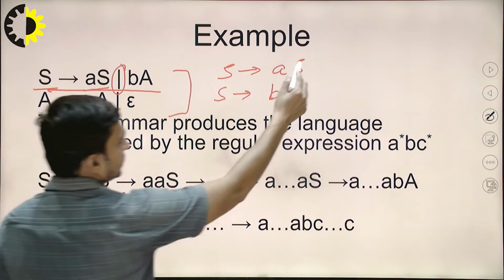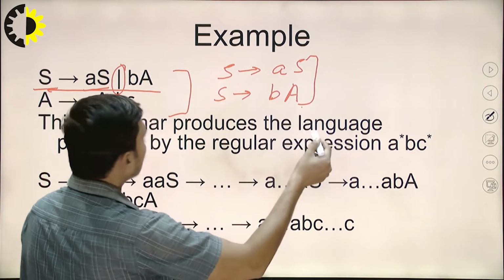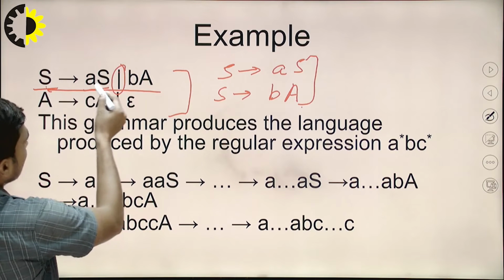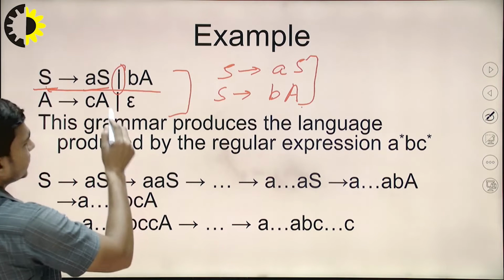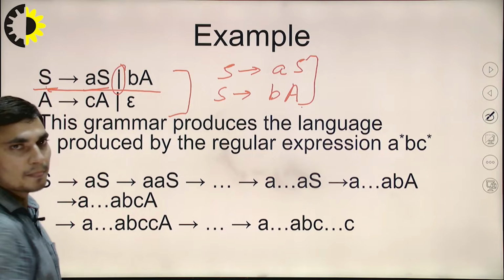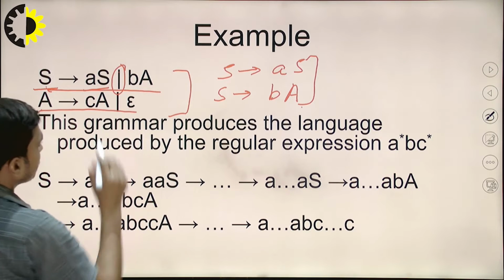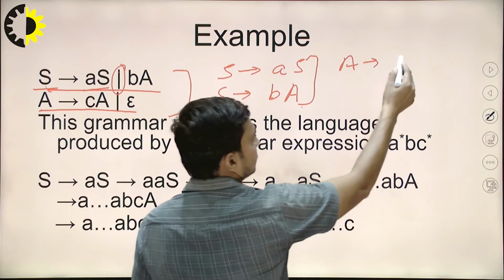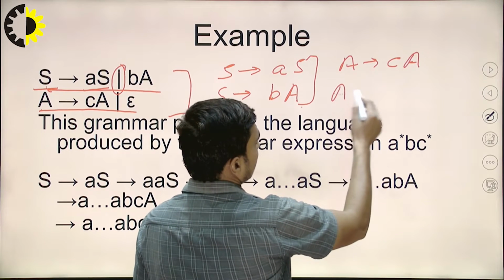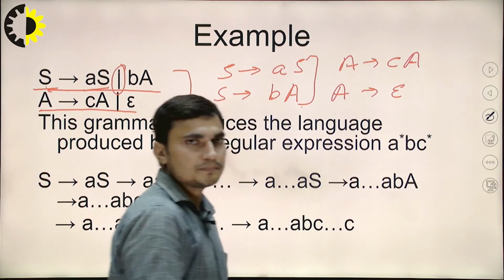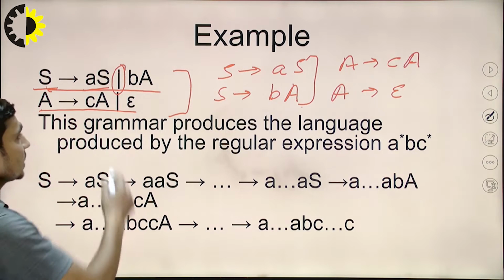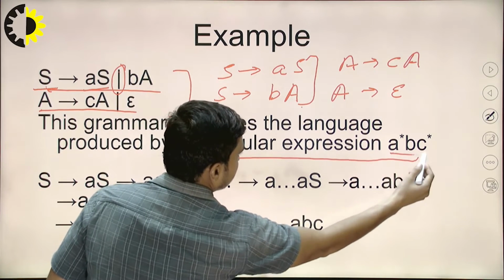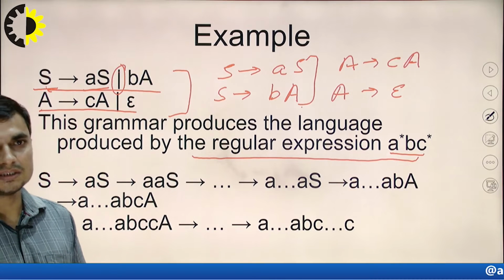These are the 2 production rules here, and alternatively we can write them by placing the OR symbol in between. The OR symbol represents that S can produce small a S, or it can produce small b a. Again, we have 2 productions here also. The first production is A produces small c A, and A again produces epsilon, or the empty string. So this grammar produces a certain language represented by the regular expression a*bc*.